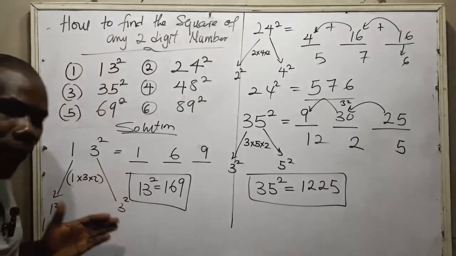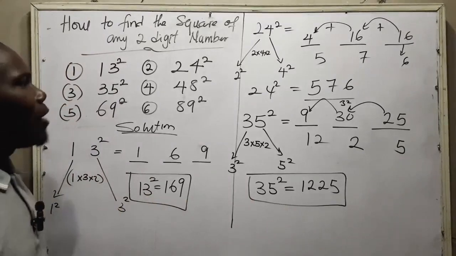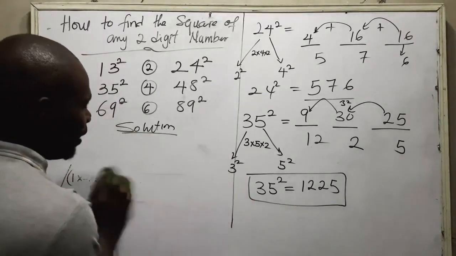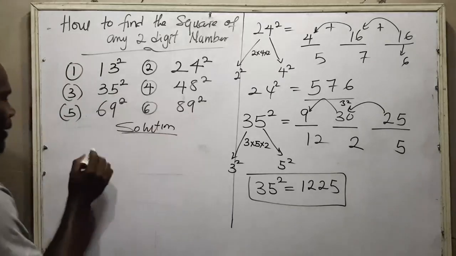So we are now moving a little bit to a bigger number. So how do we now do that? So let's move to a little bigger number. We have 48.